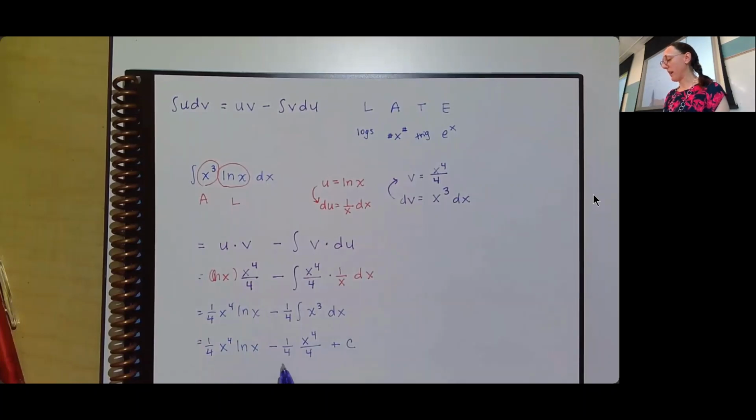You could multiply the 4's together and call that a 16th if you wanted to, or you could just quit there.